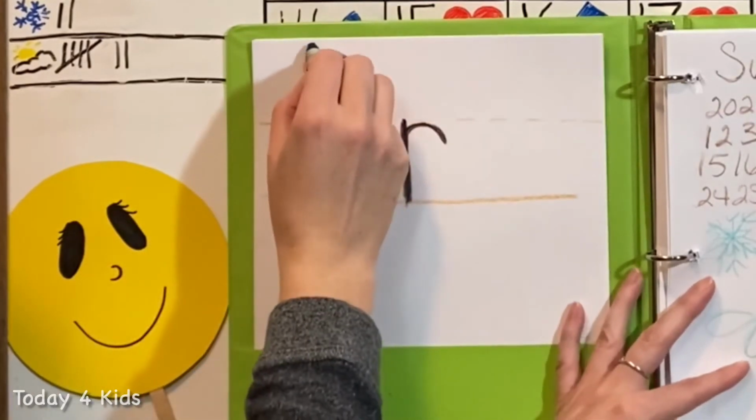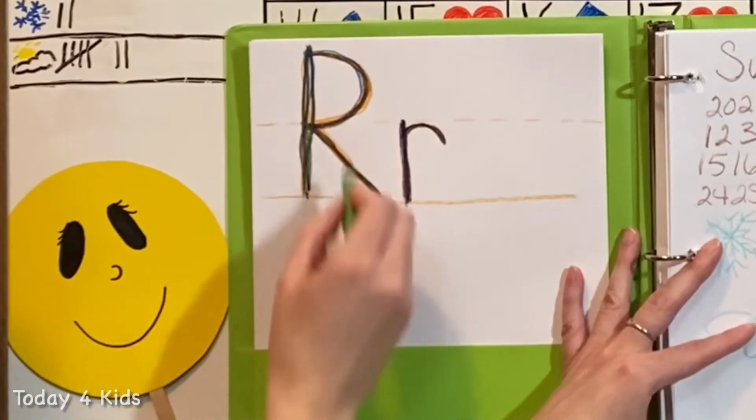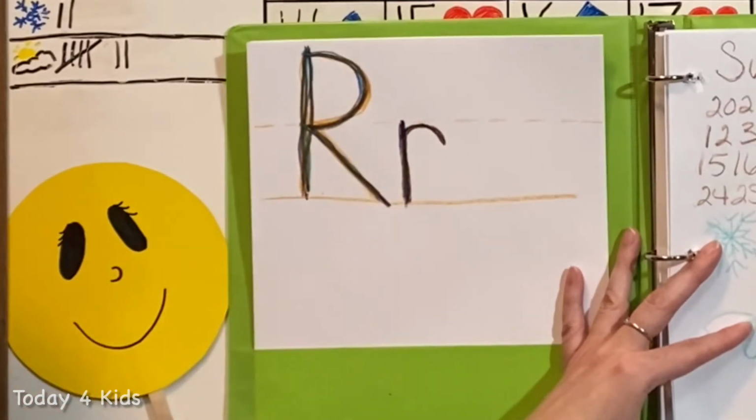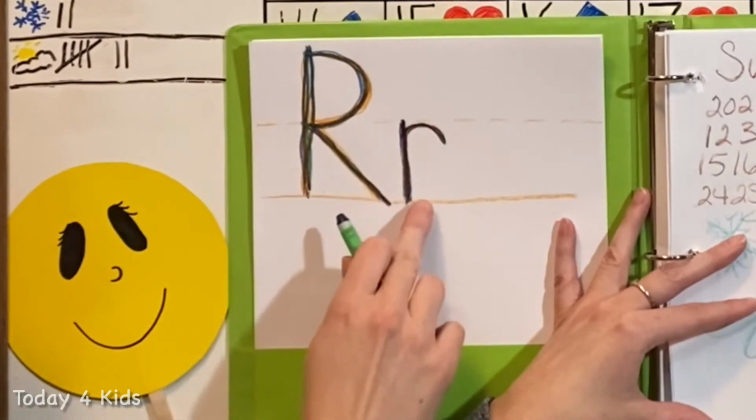Let's do that one more time. Back up to the top and strike it down. Then do a round bump and then come down to the bottom. So that is an uppercase R and this is a lowercase r.